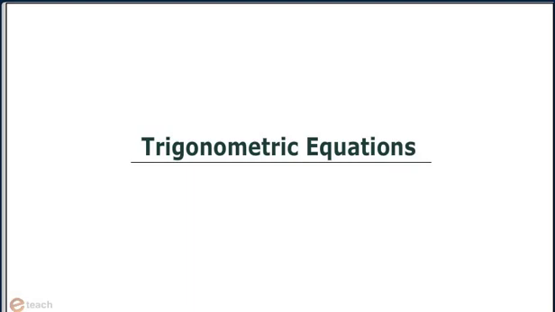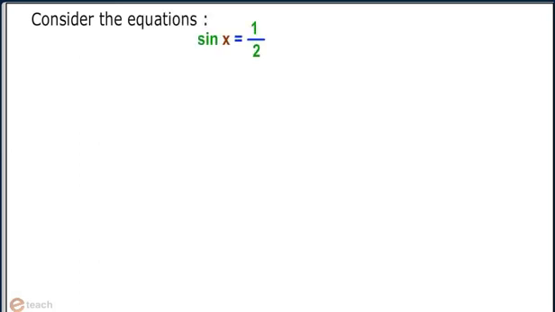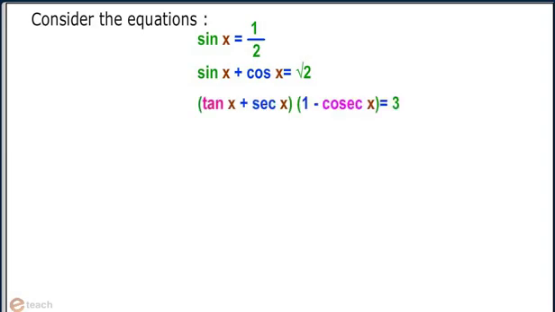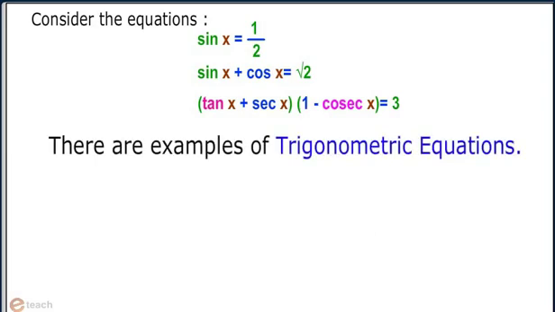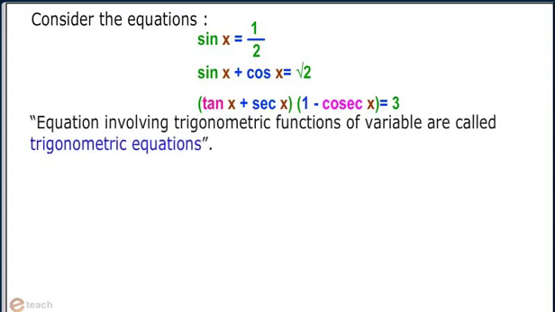Study about trigonometric equations. Consider the equations sin x equals 1 by 2, sin x plus cos x equals root 2, tan x plus sec x into 1 minus cosec x equals 3. These are examples of trigonometric equations. Equations involving trigonometric functions of a variable are called trigonometric equations.